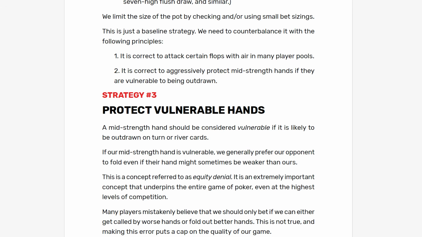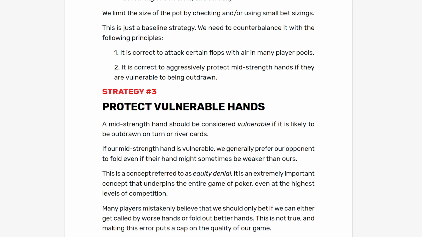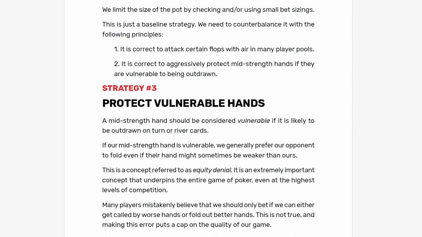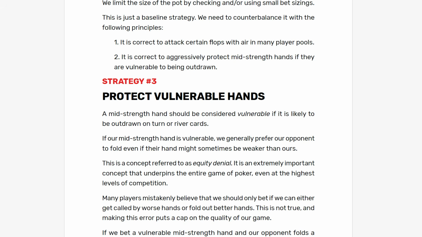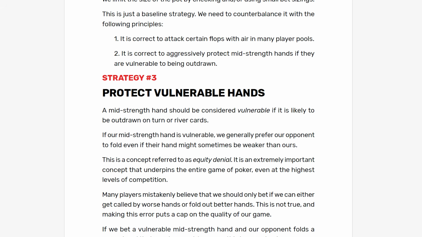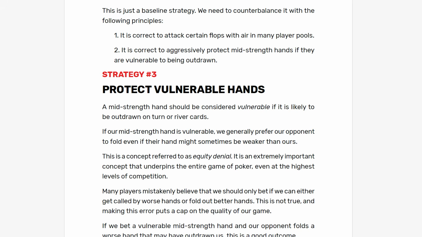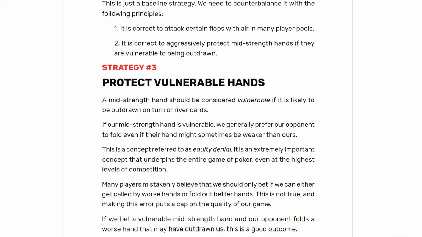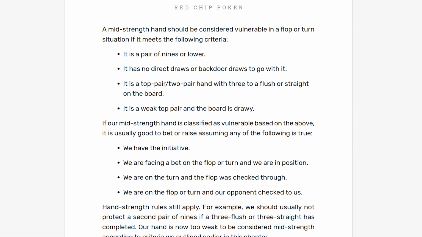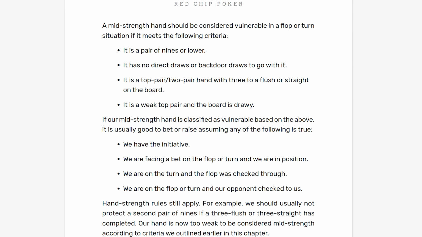Many players mistakenly believe that we should only bet if we can either get called by worse hands or fold out better hands. This is not true, and making this error puts a cap on the quality of our game. If we bet a vulnerable mid-strength hand, and our opponent folds a worse hand that may have outdrawn us, this is a good outcome.